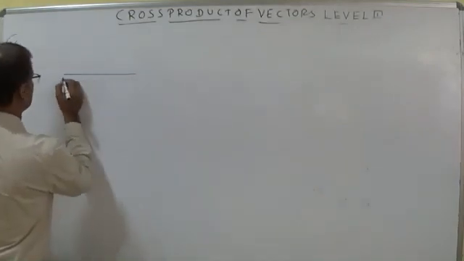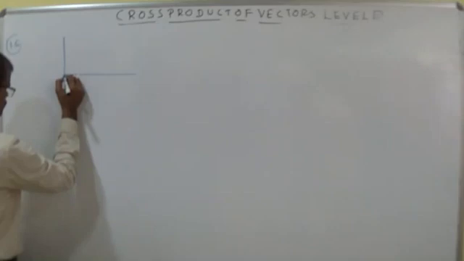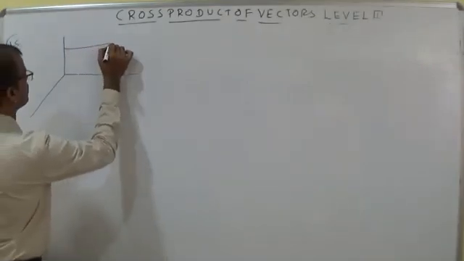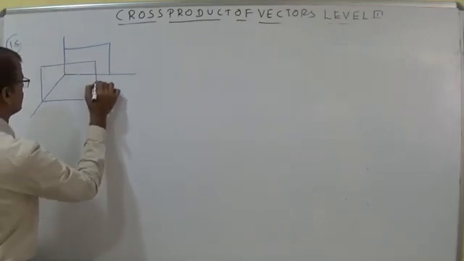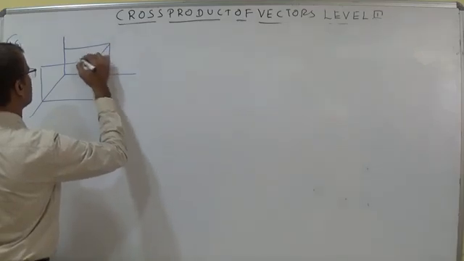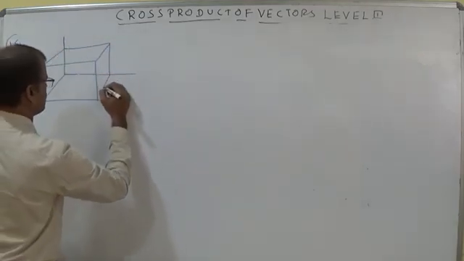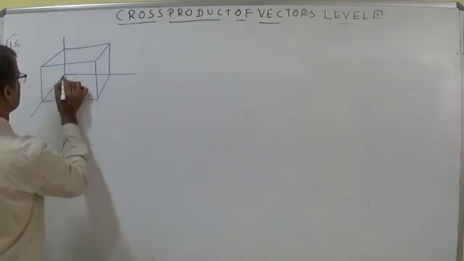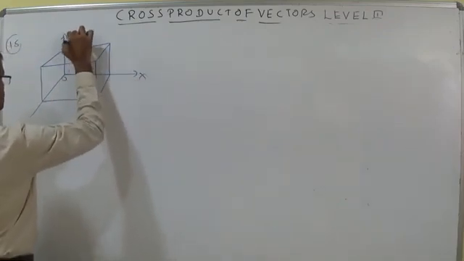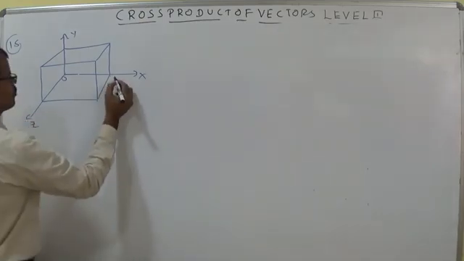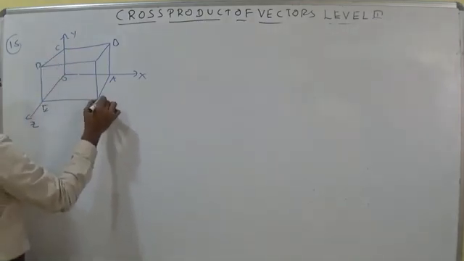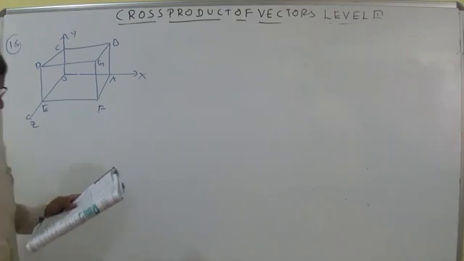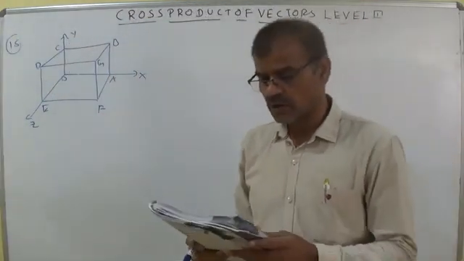Let us draw the diagram. A cuboid is a rectangular parallelopiped, like this. It is not a cube, that is, all sides are not equal. Let it be O, x-axis like this, y-axis, z-axis. Put the names here: A, B, C, D, E, F, G, like that. O, A, B, C like that I put. Now we can read the question.